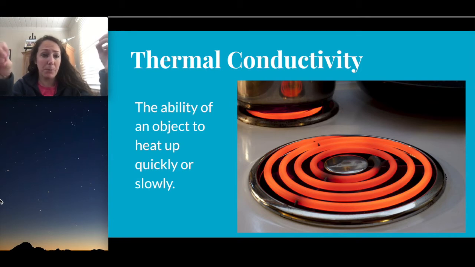So this is going to be super important on an assignment that you're about to do. So I'll explain that in a minute, but come back to this slide if you need a review on what thermal conductivity is when you see it on your homework.